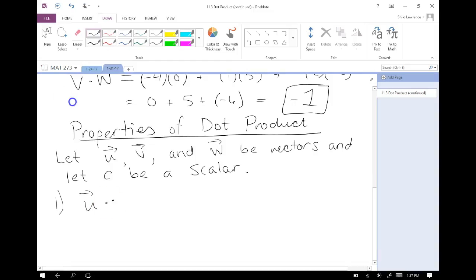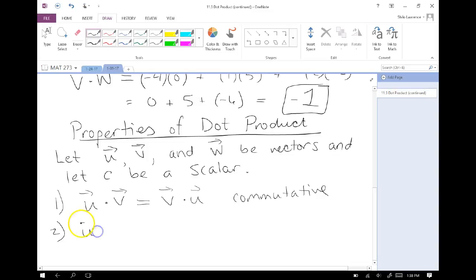So the first one we already know is that u dot v is exactly the same as v dot u. And we showed that with an example last time. And we know why, because it's just going to change the order of the multiplication, which is not going to give us a different answer. So that's the commutative property that says we can change the order and it would still be the same. So we did already talk about that one.